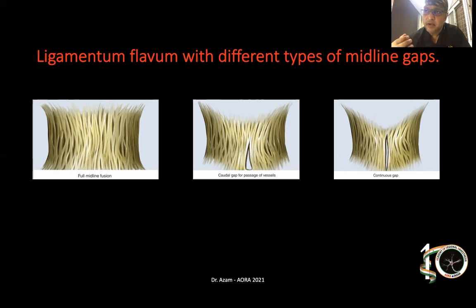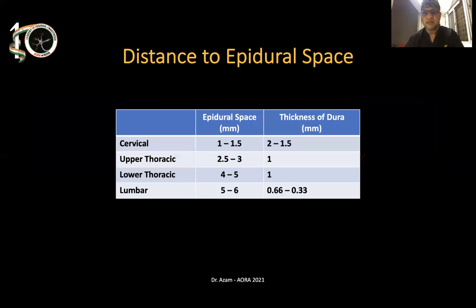They are commonly in cervical spine and decrease in frequency from thoracic to lumbar region. The variable thickness of the ligamentum flavum and the presence of a midline gaps may contribute to the failure to identify the epidural space. So this is one of the reasons why sometimes the epidural fails.